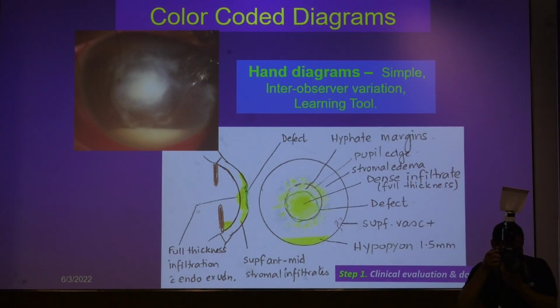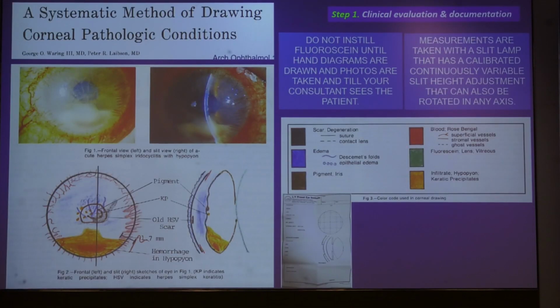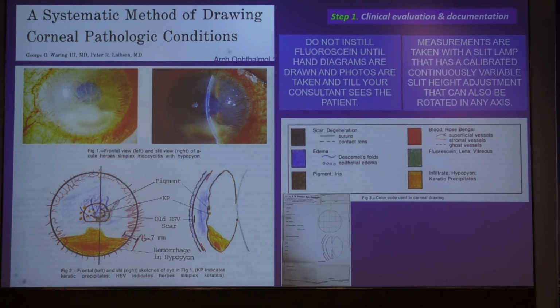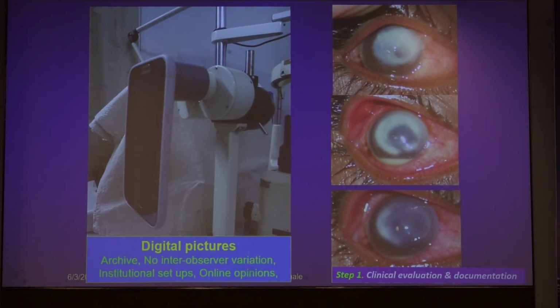Documentation is extremely important. Hand-drawn diagrams are an excellent way because they provide an opportunity to learn the various findings that you see in an ulcer, and in a small practice help you monitor your ulcers as they progress or as they improve. You need to follow a systematic way of drawing these diagrams, which are color coded, and it is also essential that you do not put fluorescein before these diagrams are drawn or the pictures are taken.